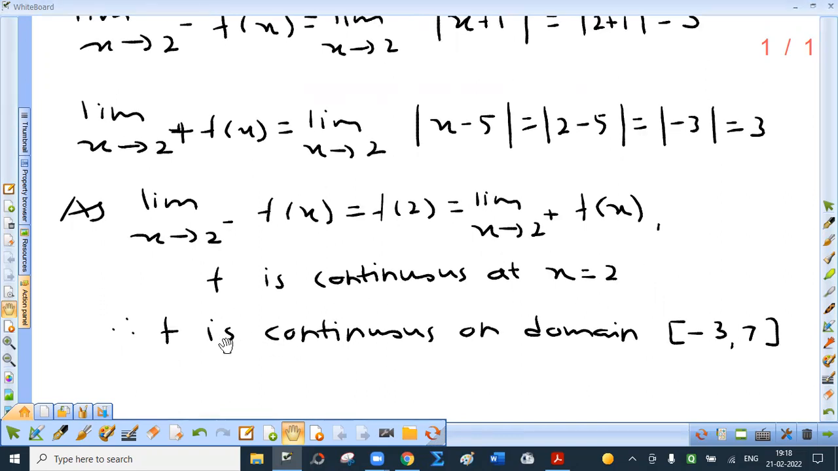So finally you have to write, f is continuous on its domain minus 3, 7, because at other points the function is definitely continuous. So we are worried about 2. Why? Because at that point the domain is temporarily broken. So left hand and right hand limits are to be evaluated separately. They need not be equal. Here they are, and each is the same as f of 2. So the function is continuous at 2. Therefore, it is continuous on its domain, the closed interval minus 3 to 7. So that's it for today.